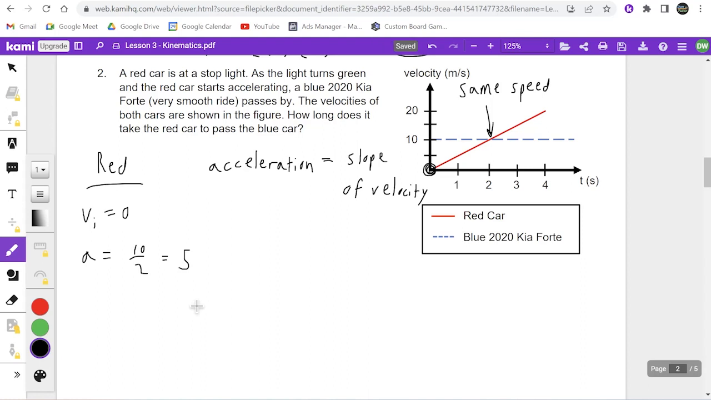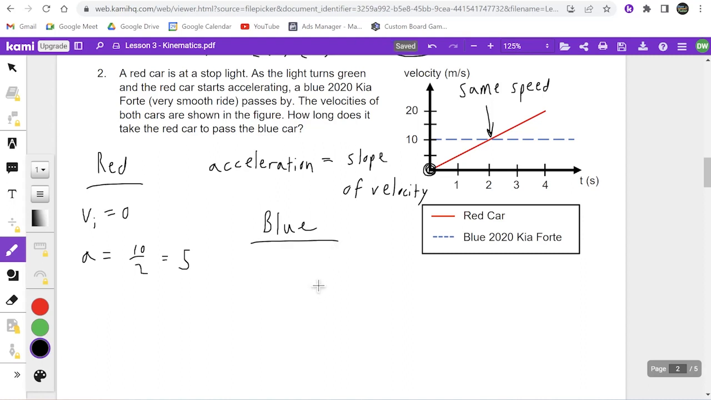I must need one more thing, but I don't. And that's kind of a problem. But the good news is it actually doesn't matter. We'll find out why in a minute. The next thing I'm going to do is the same thing for the blue car.